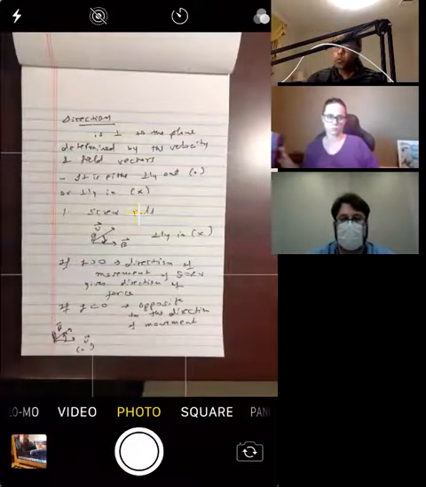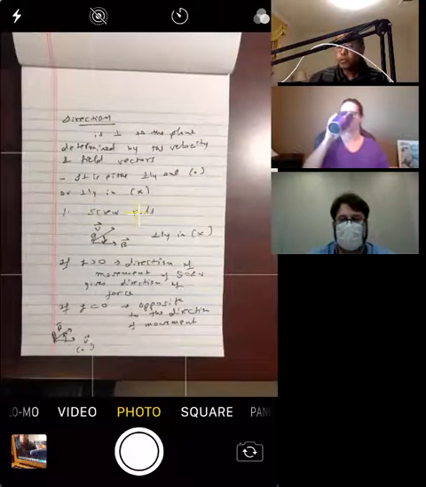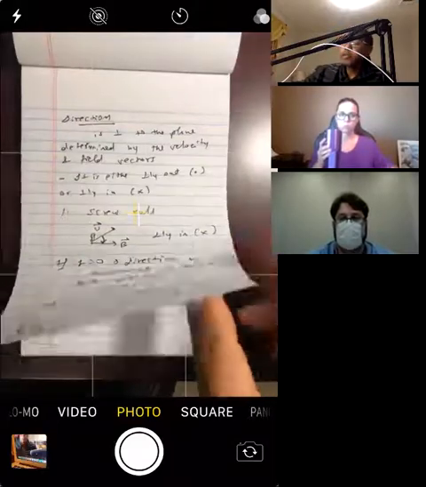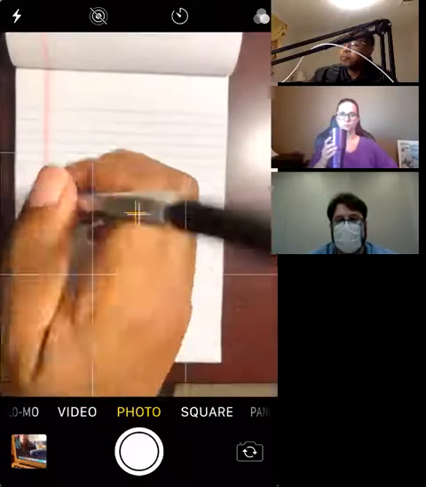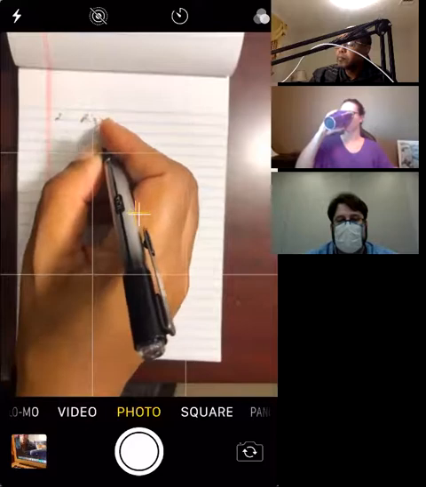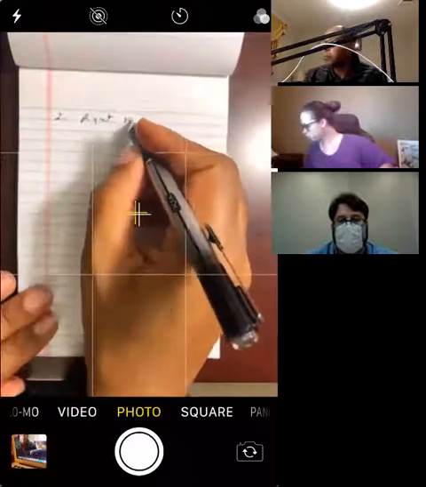Remember, cross product is not commutative. V cross B is the negative of B cross V. So this is one way of doing it. And then we have the right hand rule.